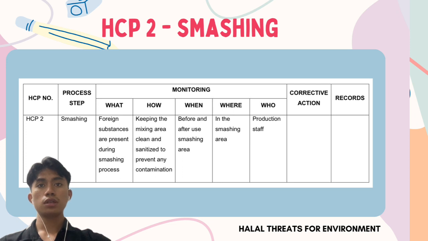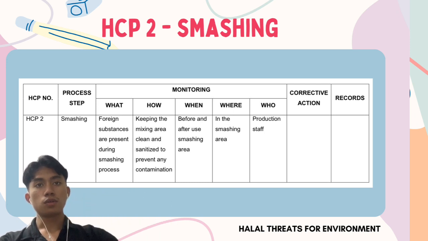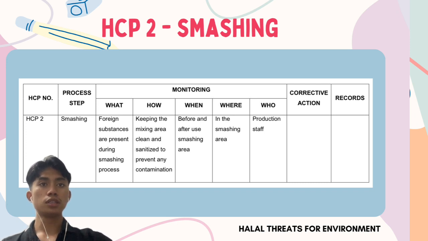Halal threats for environment. The issue is foreign substances are present during the smashing process. How: keeping the mixing area clean and sanitized to prevent any contamination. When we need to do this is before and after using the smashing area. Where: in the smashing area. Who to monitor is production staff.